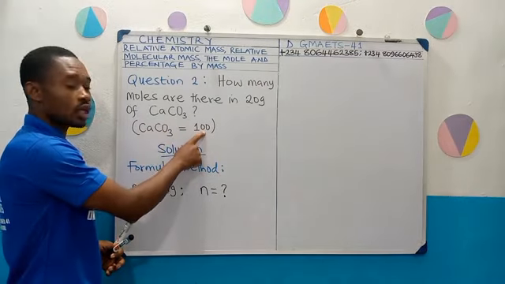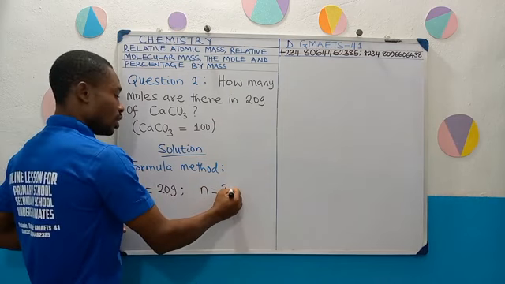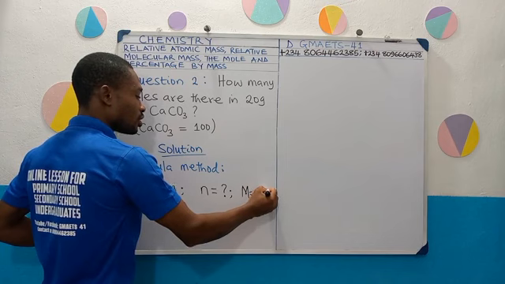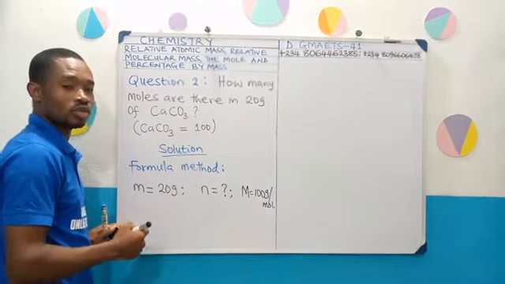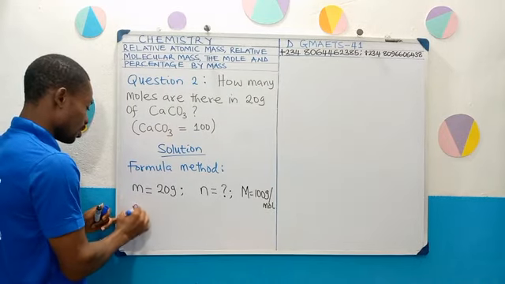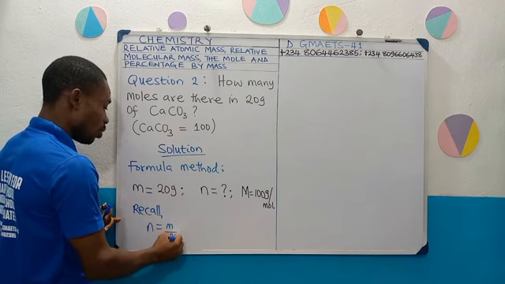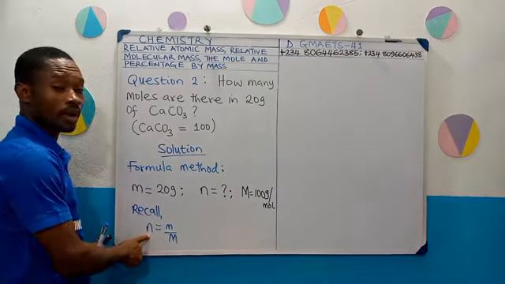Calcium trioxocarbonate IV equal to 100. So the molar mass was given to us. Capital letter M equal to 100. I'll put the units, grams per mole. 100 grams per mole. Then I'll now write, recall, we have the formula. Recall, we know that number of moles is equal to mass divided by what? Molar mass.